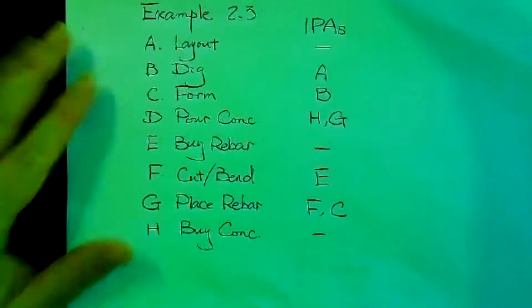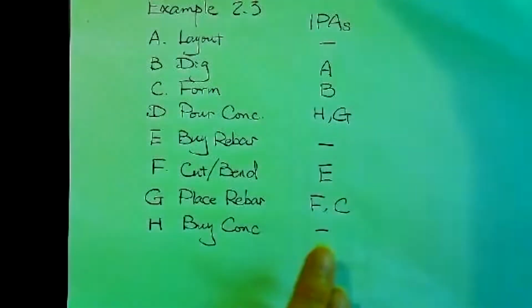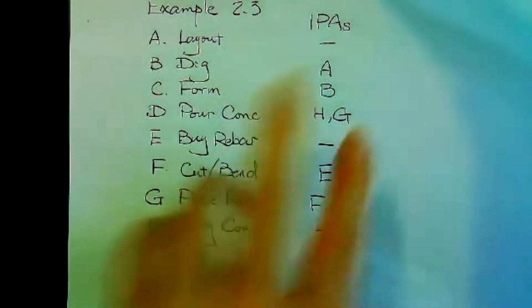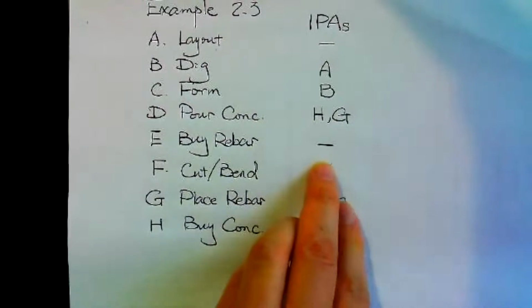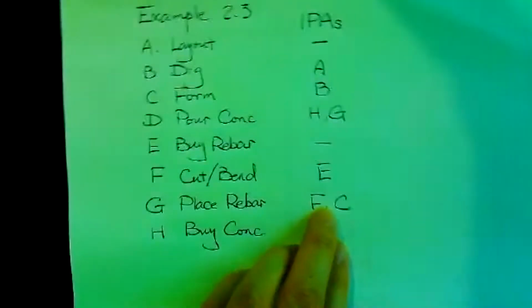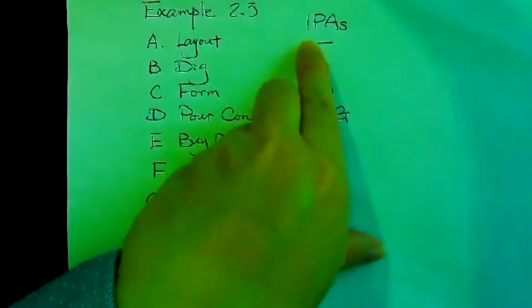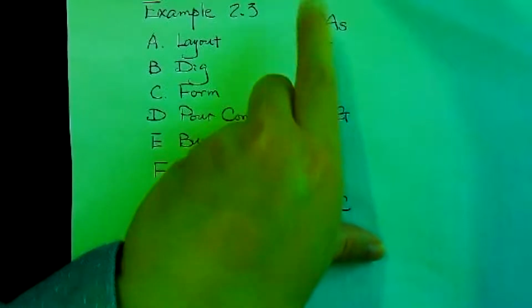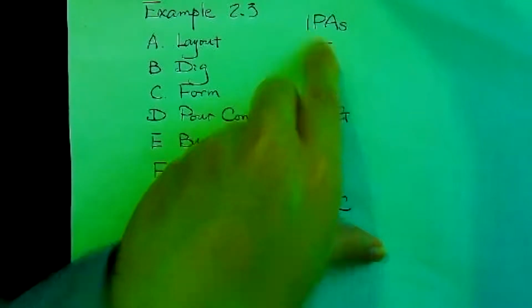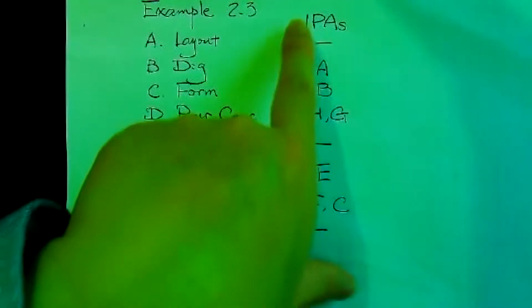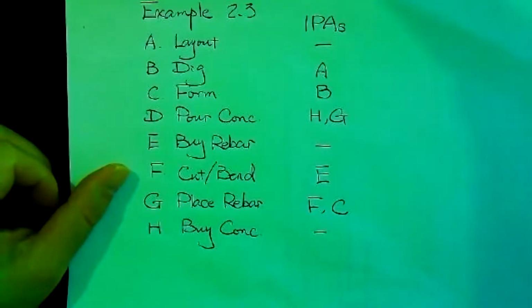So how to prepare an IPA table? This is my activity list. For each item, find the activities that have to be done immediately before that activity. So the immediate, very important, IPA, immediate preceding activity. Not the one before that, the one immediately before that. IPA table, okay?